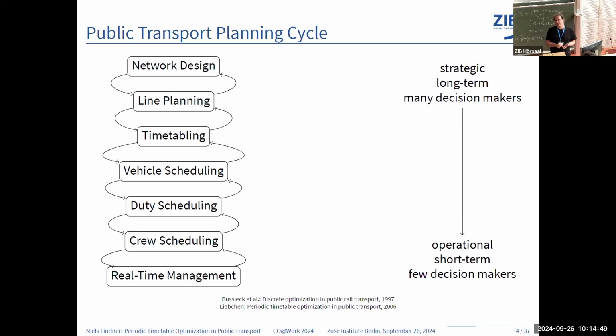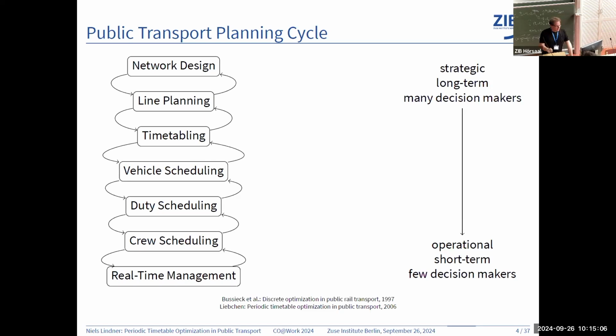Network design, again, is something that involves many decision makers because it's a highly political question. It costs a lot of money. And in the worst case, real-time management is just one single person sitting at the disposition center and needing to solve all these problems in a row in a few seconds or minutes.